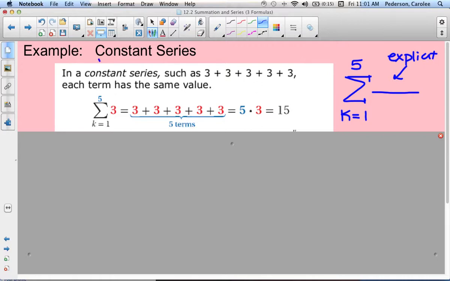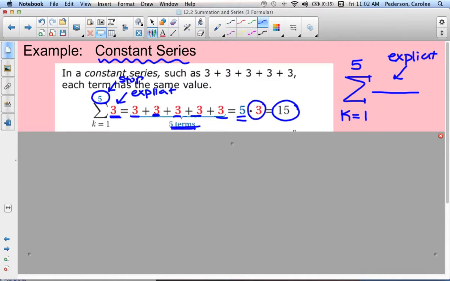In this example, this is a constant series. The explicit formula is a constant, so there's nothing to substitute in. And then the top number is 5. So how we say this is you take this value of 3 and continue adding it 5 times because this is our top number where we stop. So we could add 3 plus 3 plus 3 plus 3 plus 3, which is 15. So that's the sum. Or you can take the number of terms, which is 5, and multiply it by the constant 3.